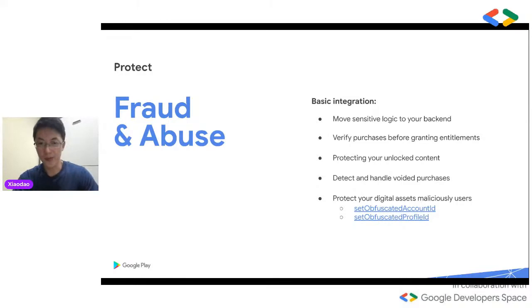Some types of fraud are related to malicious users who create multiple Google accounts, for example, free trial abuse. In this case, we can leverage the following API on the slide: set the obfuscated account ID or profile ID. After we set these parameters, we help Google to map Google accounts to your in-app account. We use this data to detect suspicious behavior and block some of the fraud transactions before they are completed.